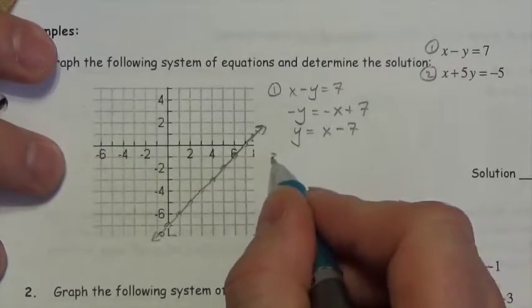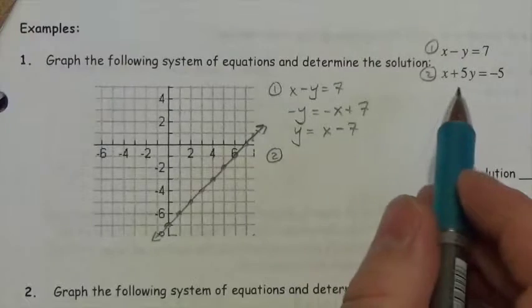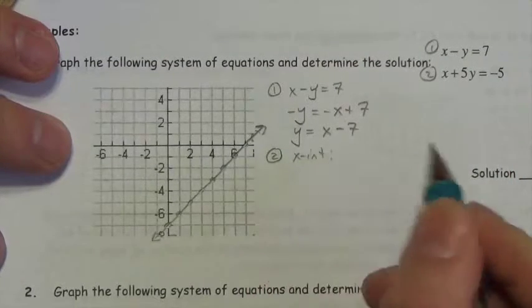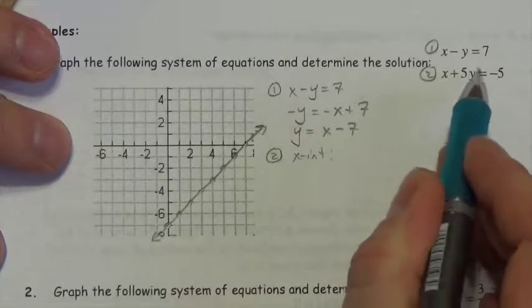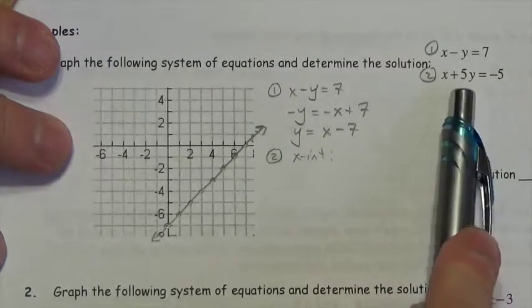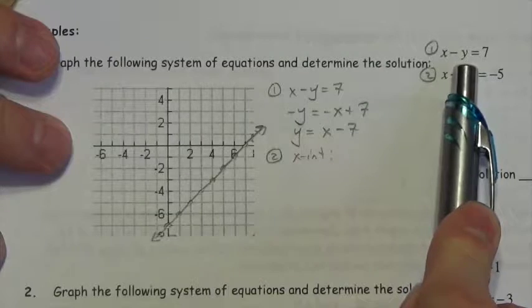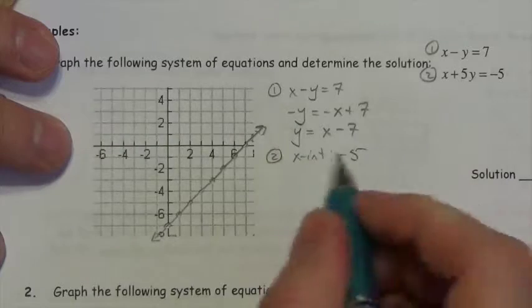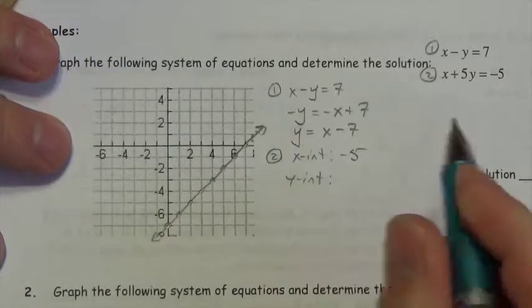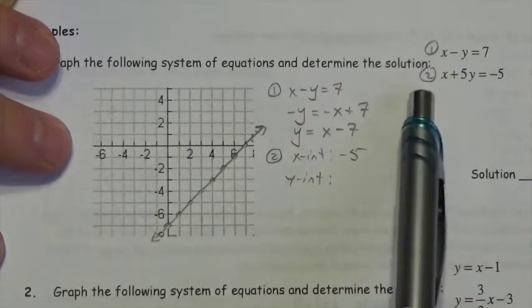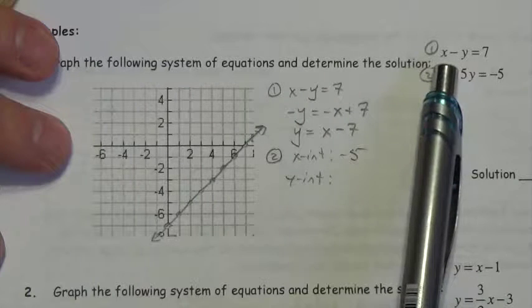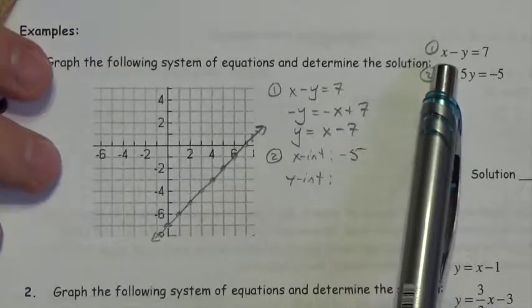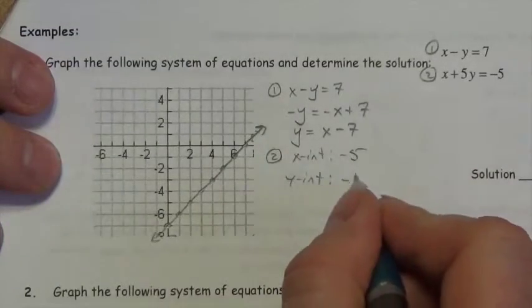Now equation 2. I'll do this a different way. Maybe what I'll do is find the intercepts. The first thing I'll do is find the x-intercept, by making the y-coordinate equal to 0. If I do that, that term disappears, and I get that my x-intercept is negative 5. For the y-intercept, I make the x-coordinate equal to 0, and then divide both sides by 5 to isolate the y. Negative 5 divided by 5 is negative 1, so the y-intercept will be negative 1.